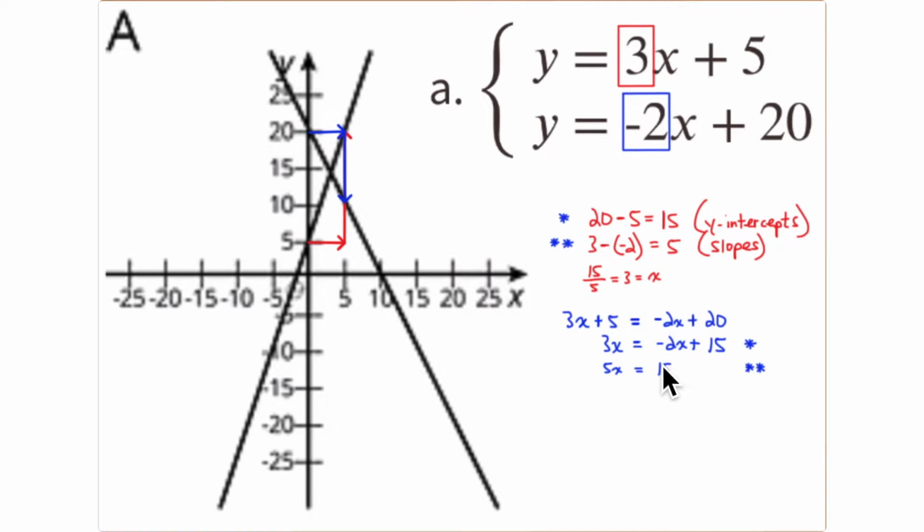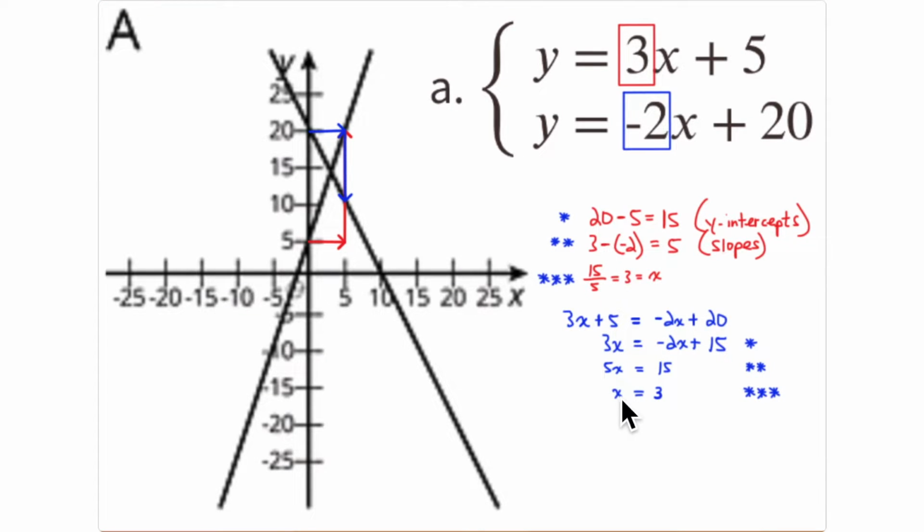So this is the difference in the y-intercept. This is the difference in the slopes. And so now you're going to divide. 15 divided by 5 is going to tell you how many times you can take 5 out of 15, and that's going to be the value of x. So x is equal to 3.